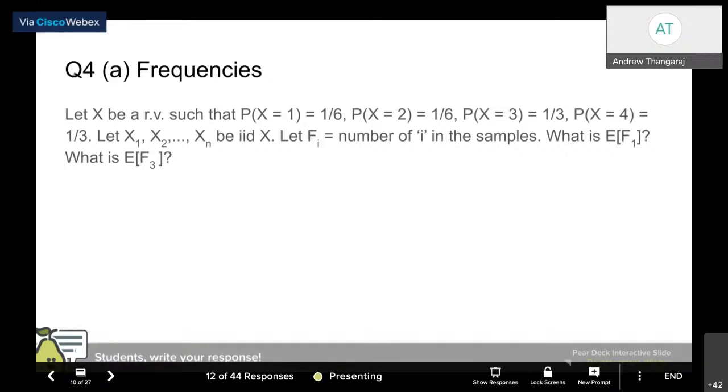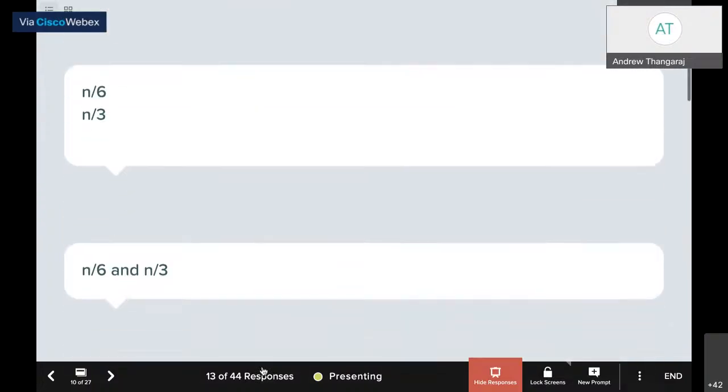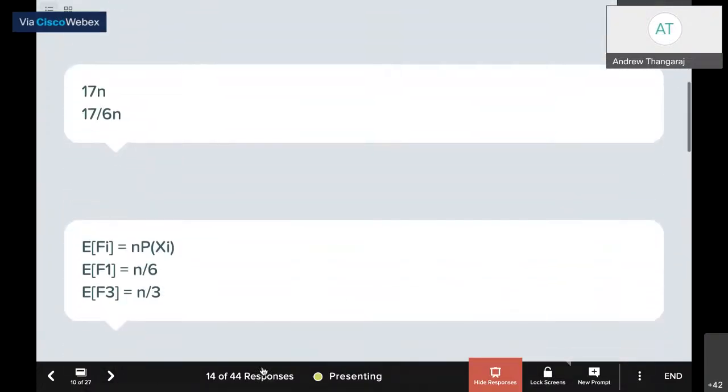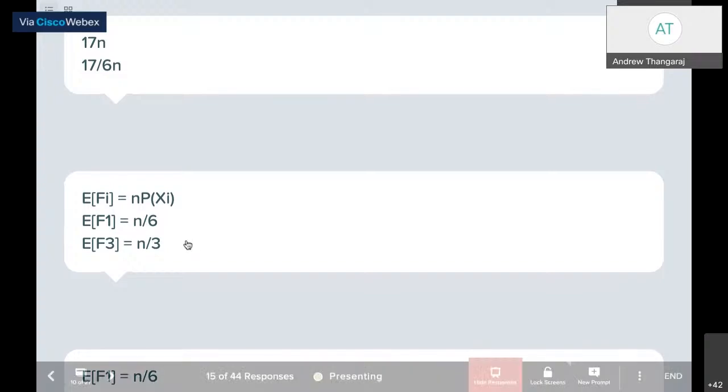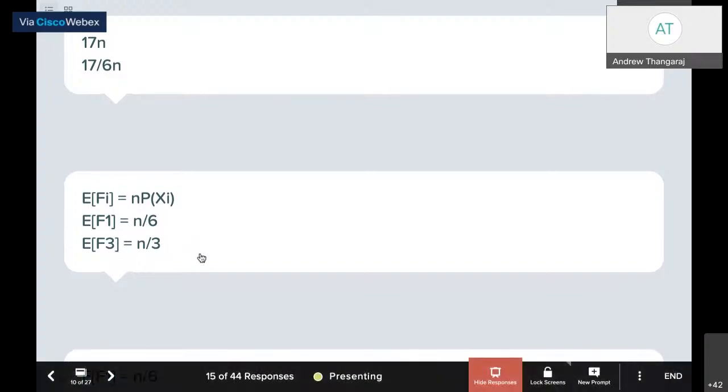Okay, so let me see the responses. They're not coming in very fast. People seem to be okay. So n/6, n/3, whoever has got it. Look at that: the expected value of Fi is simply n times the probability of xi. So this is the essence of probability, okay?